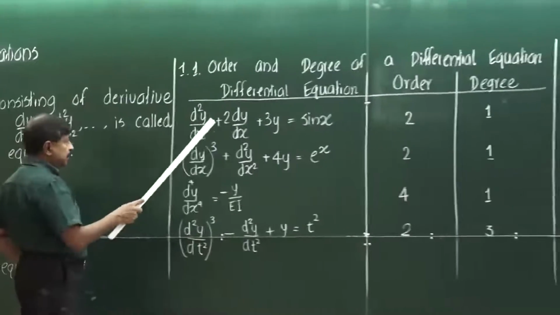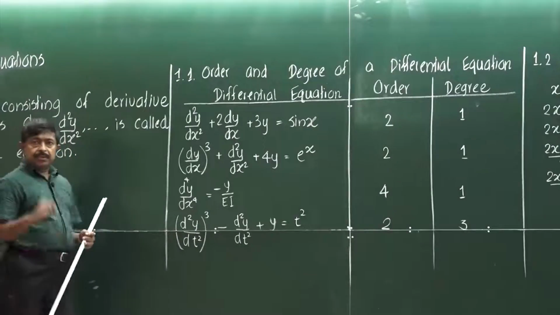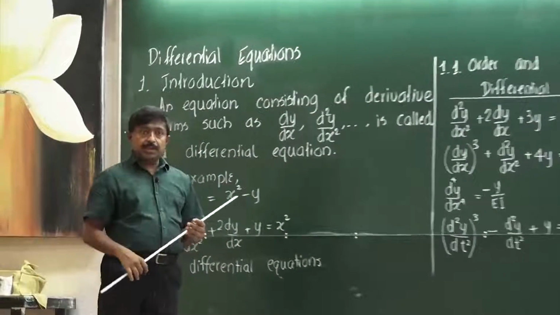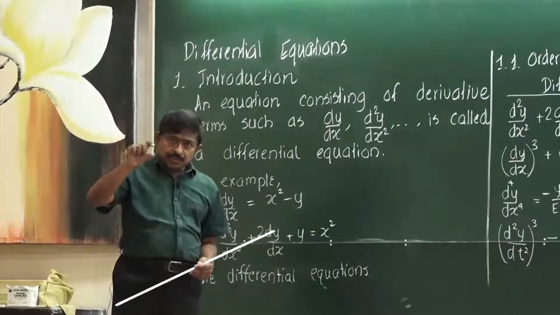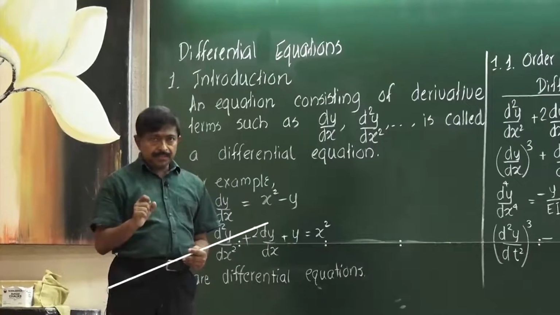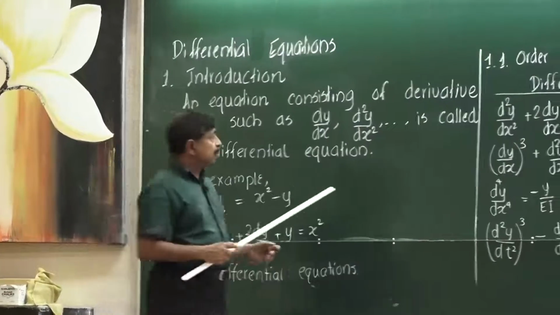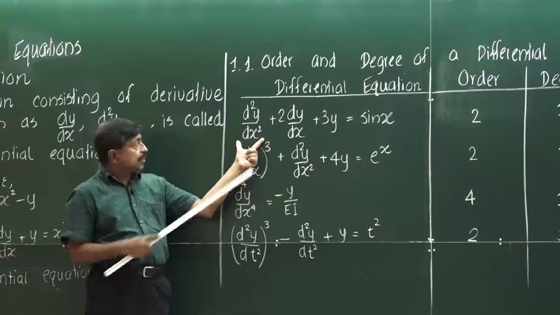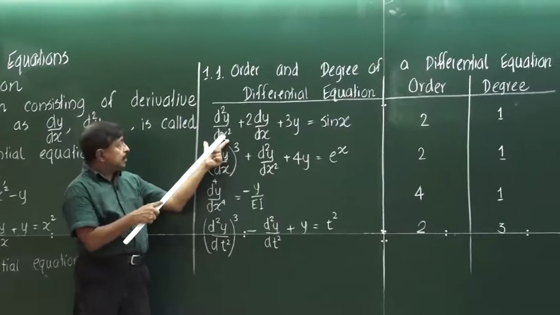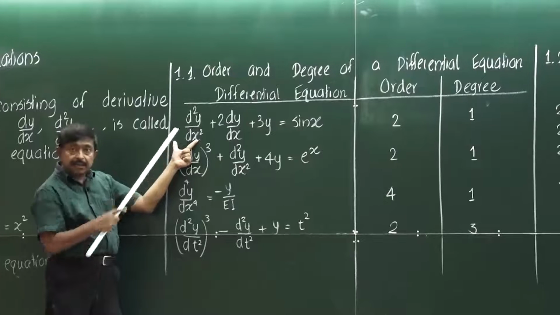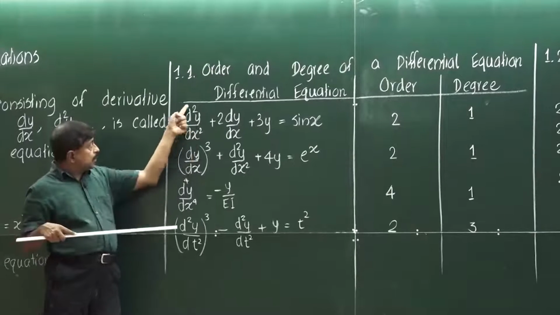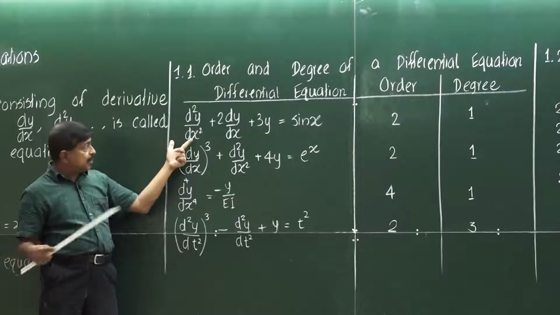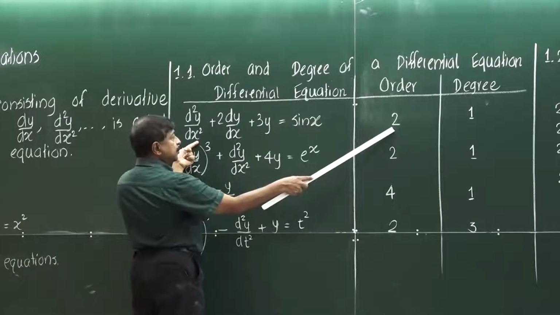Now let us go through 4 examples. The degree, first I will take up the order. The order of a differential equation is the order of the highest derivative term appearing in the differential equation. For example, in this case, this is the highest derivative term. This is the first order, this is the second order. So this is the first derivative, this is the second derivative. So you obtain this after differentiating y twice. Therefore, the order is 2.